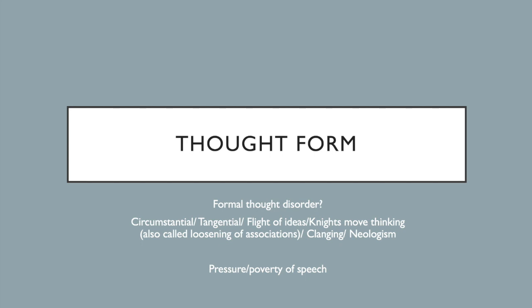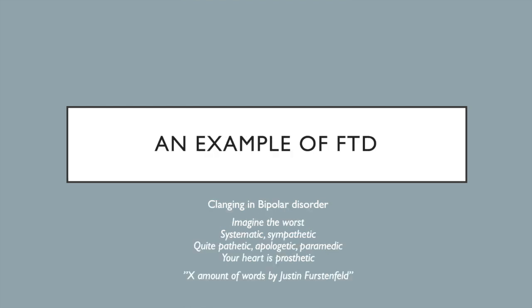You can also get something called clanging, which is to do with rhymes. You'll get a lot of rhyming that doesn't really make sense, or neologisms, which is where patients are inventing their own words or slang. You can also comment in thought form about pressure or poverty of speech. In mania, for example, you'll get a pressured speech where the patients are talking very quickly. Poverty of speech you might see in depression.